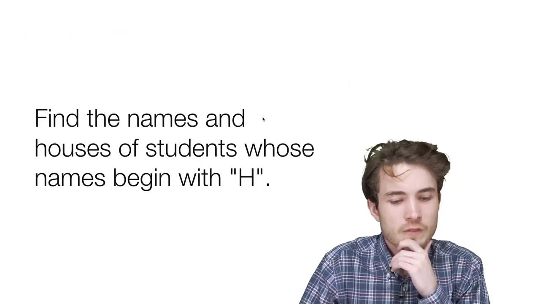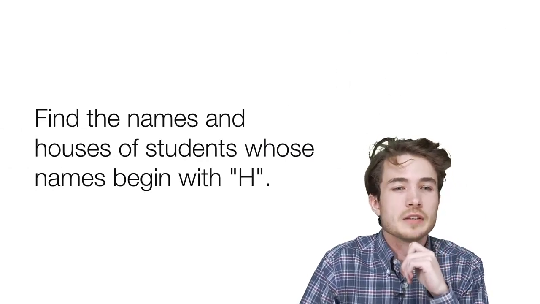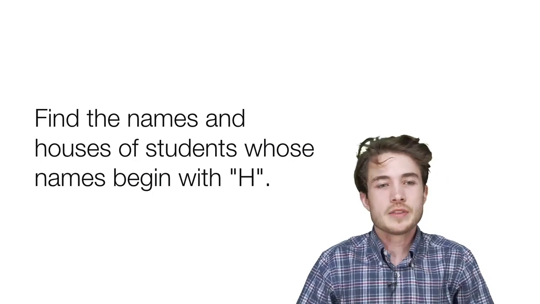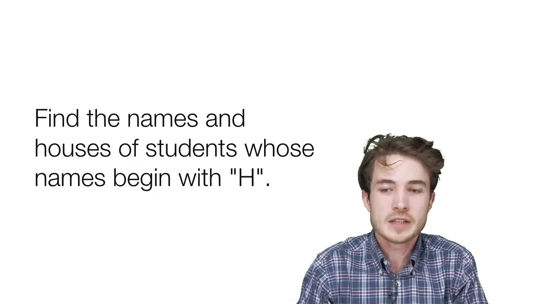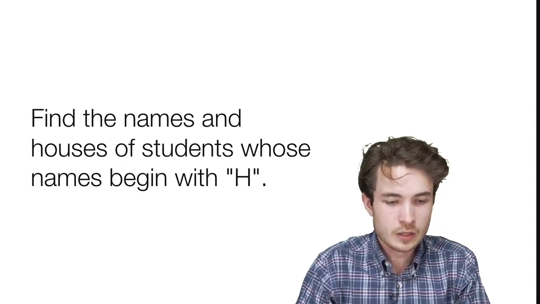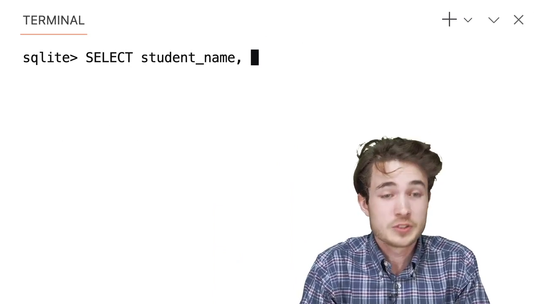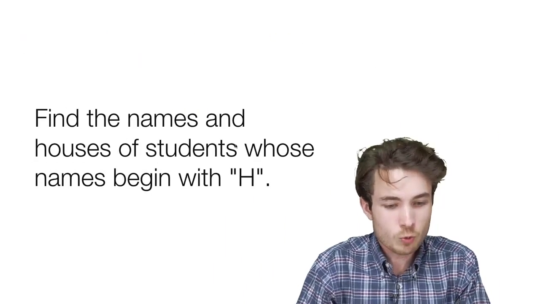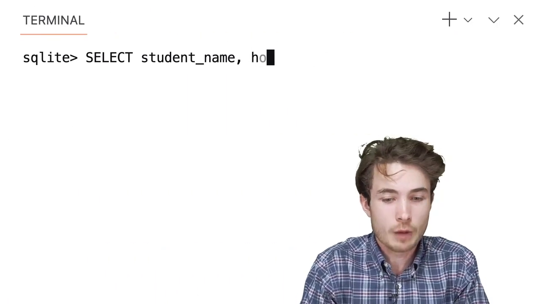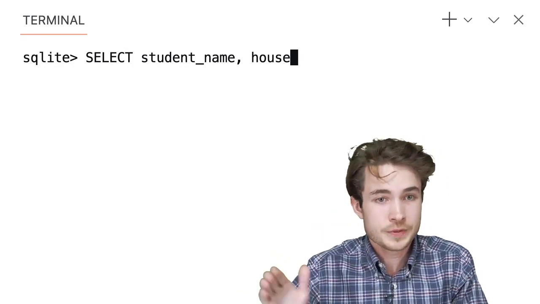Now, maybe a better question here to get more students in this query is this one. We could say, find the names and houses of students whose names begin with H. So let's try this one. We're trying to find students whose names begin with H. So we want to select, again, names. So I'll say, OK, I want to select a student name for my student name column. And I also want to select the house. So I'll say comma house. And I'll get back now in this query student name and house.